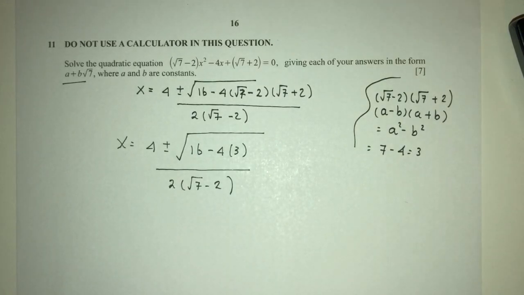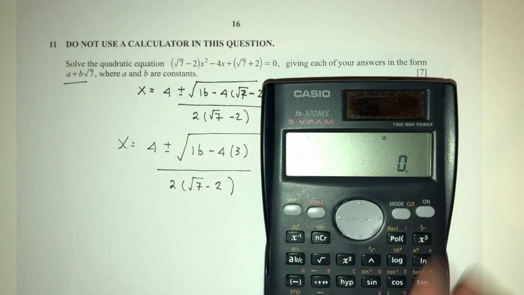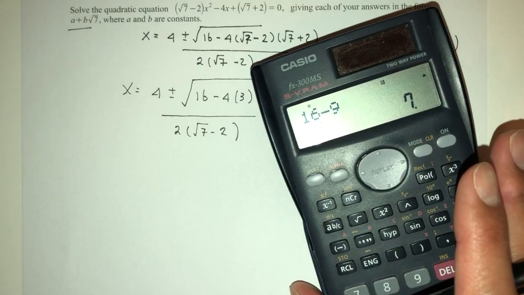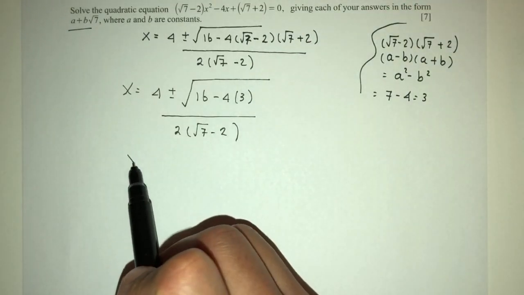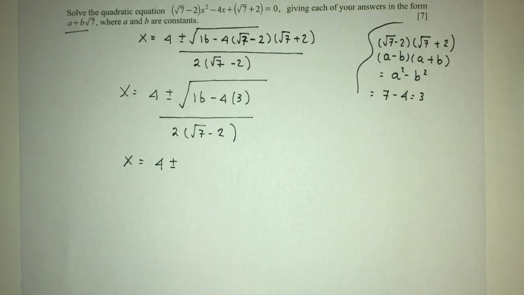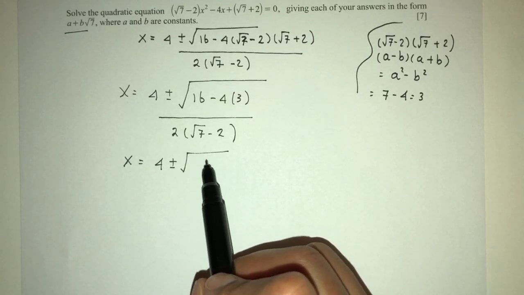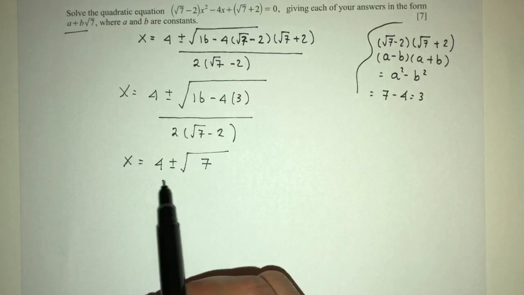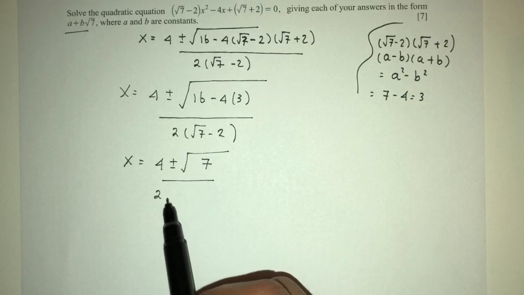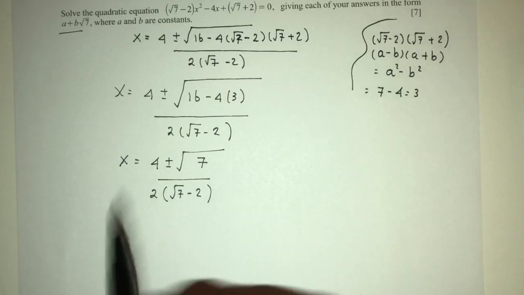Okay, so let's see what happens now. So we have 16 minus 9. 16 minus 9 will be root 7. So x is 4 plus minus root 7 over 2 root 7 minus 2.